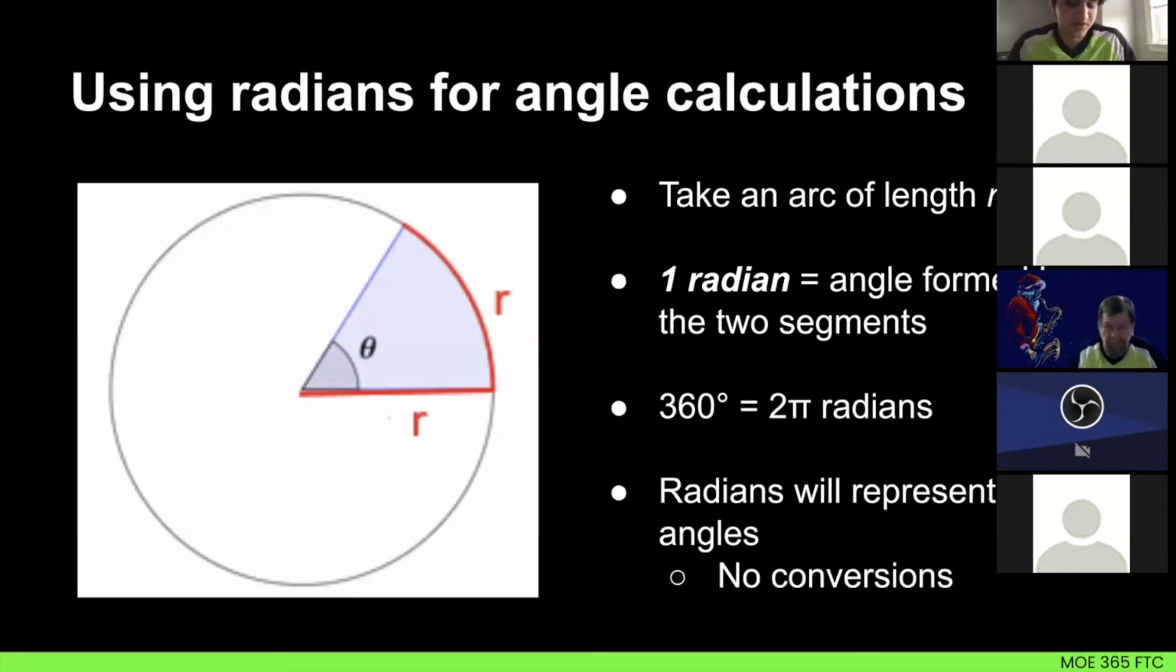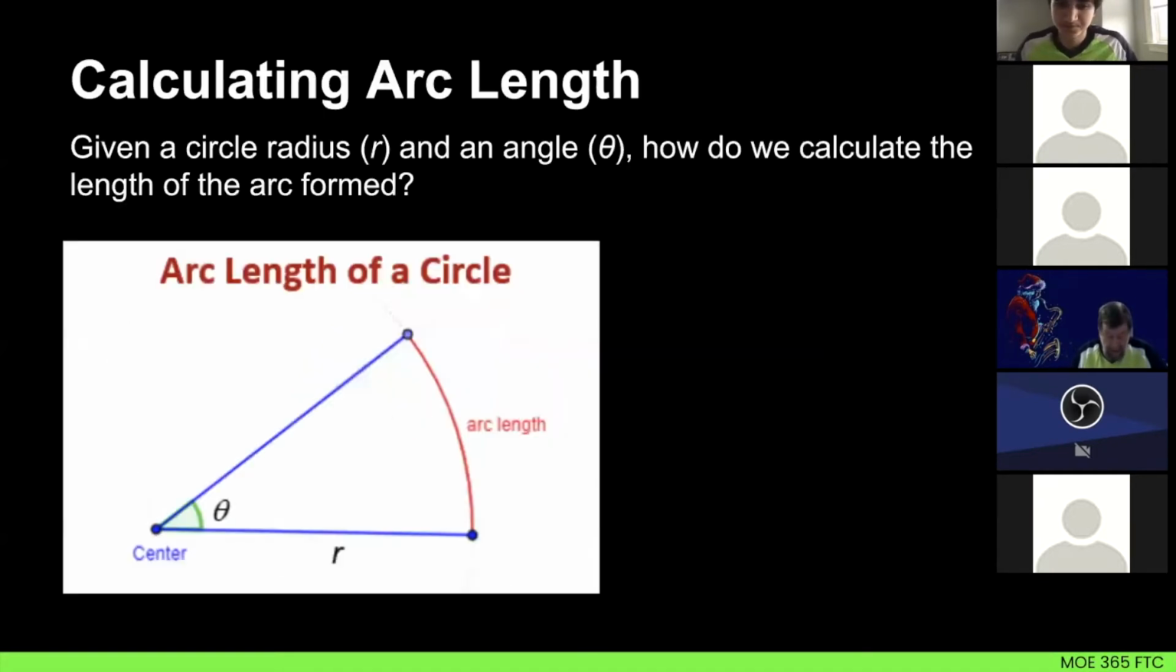And again, there's going to be no conversions between degrees and radians. Everything will be done in radians. So now that we've defined what a radian is, how do we calculate an arc length using a radian?